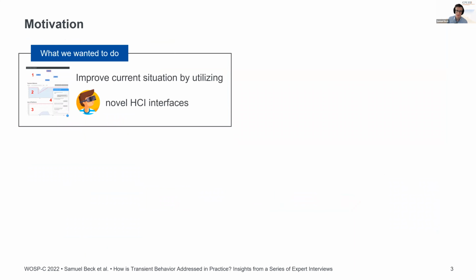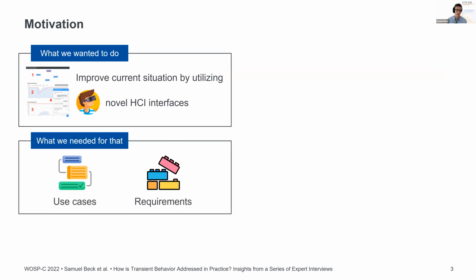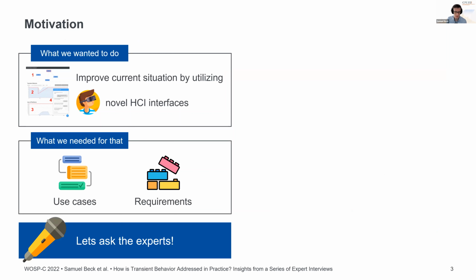To be a little bit more concrete, what we wanted to do is to build a prototype to improve the current situation for specifying and analyzing transient behavior by utilizing novel HCI interfaces, because they have been employed for other problems in software engineering quite successfully. However, for the prototype, we needed use cases and requirements, and there was not much literature out there on these topics. So we thought, why not just go into industry and ask the experts themselves?